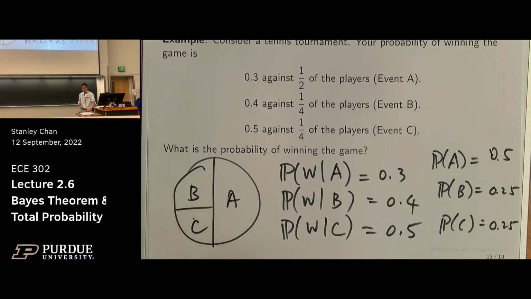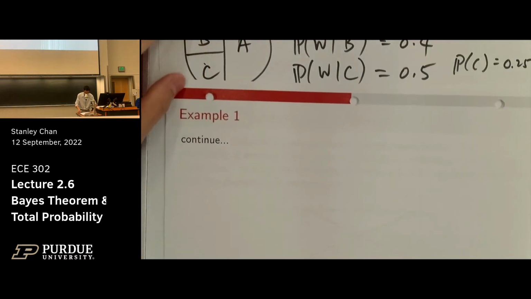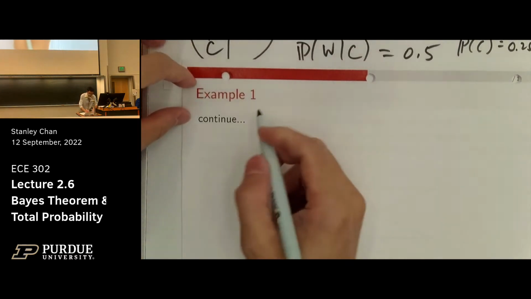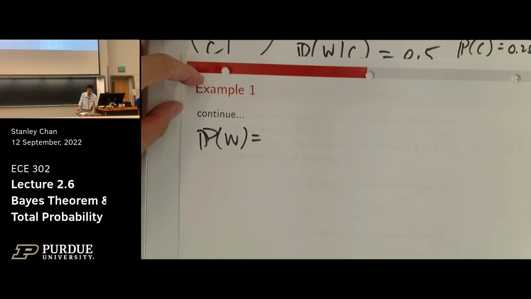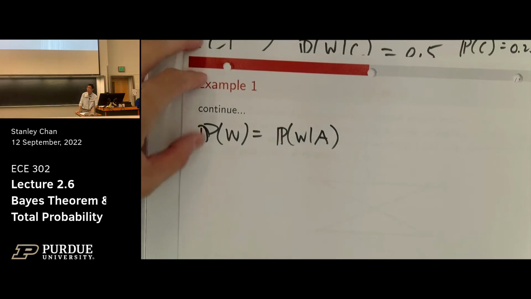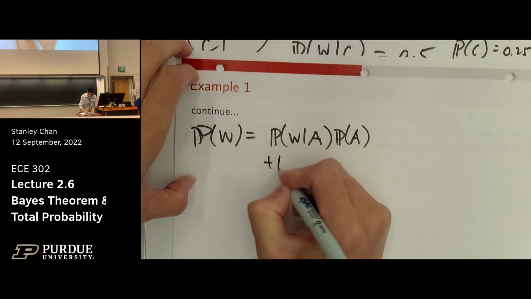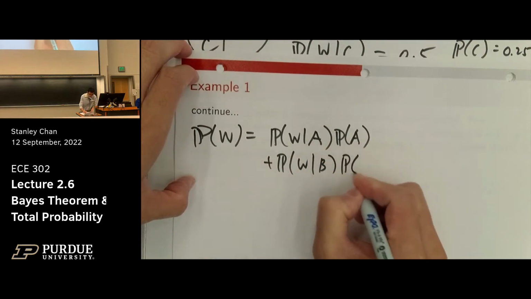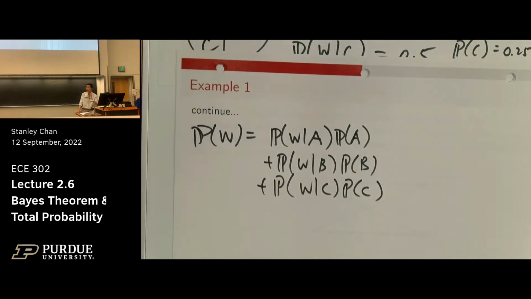So once you have these numbers, then life is good. Why? You just plug into this law of total probability, and then you can calculate it. So let me just write it down. The probability of winning can be written as the probability of winning given that you play with A times the probability that you play with A, plus the probability of winning given B times the probability of B, plus the probability of winning given C times the probability that you play with C. You just have all these six numbers.